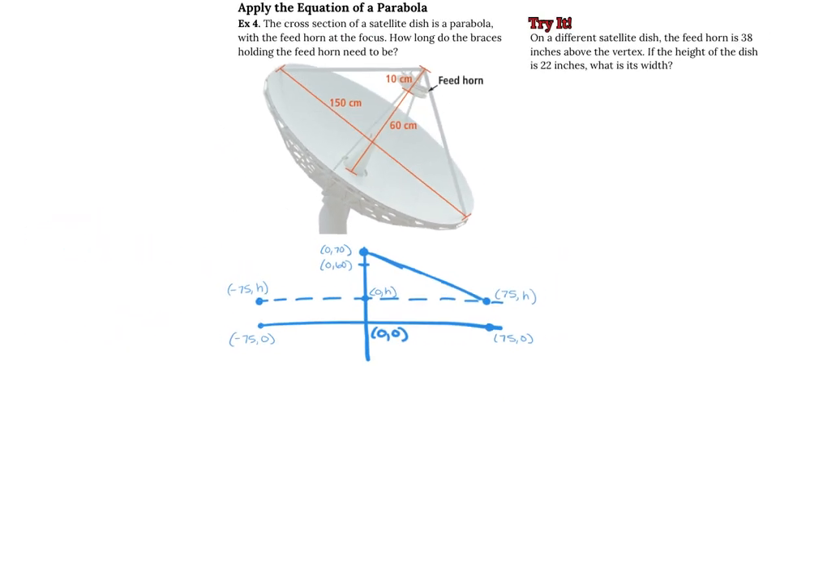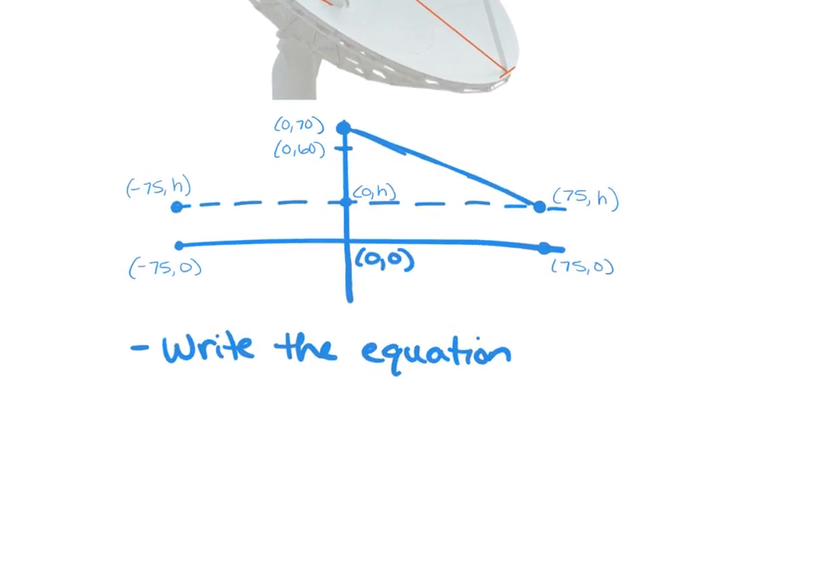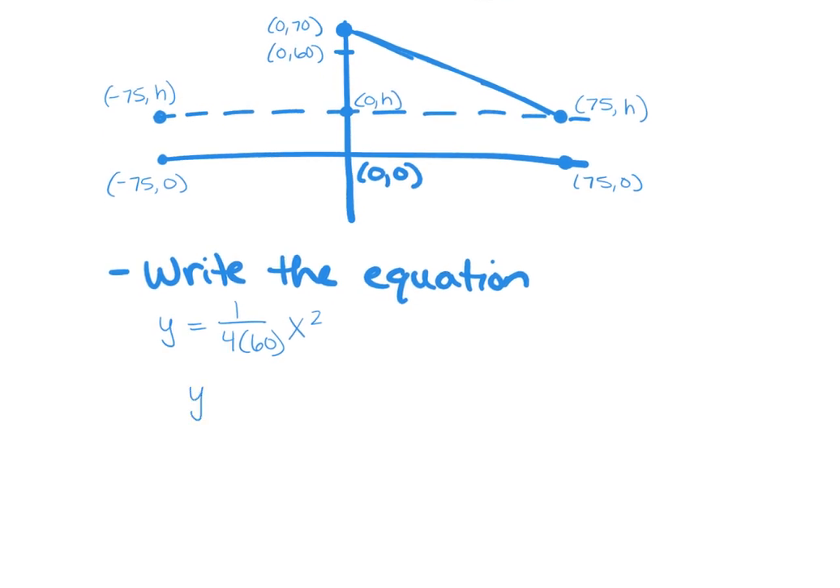Okay, so we've got it sketched out. Now we can start working on solving this. Our first step would be to write our equation. This is starting at the origin, so we're going to use our equation where our vertex is at the origin. So y equals 1 over 4p, our p is 60, and then x squared. Go ahead and simplify this.